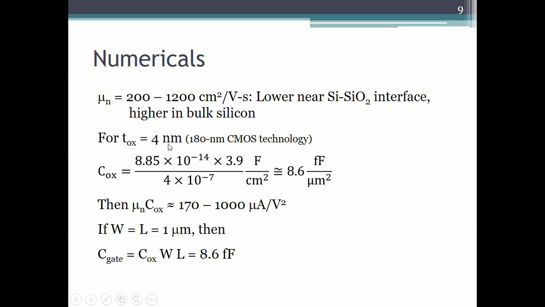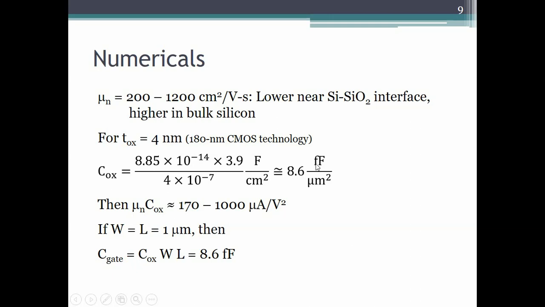4 nanometer is 40 angstroms. Then we can find the oxide capacitance per unit area as epsilon 0 into epsilon ox. The oxide dielectric permittivity is 3.9. Epsilon 0 is this much in farad per centimeter. Alright, minus 12 for meter, minus 14 for centimeter. Epsilon 0, epsilon ox by T ox, so T ox is this in centimeter, and so we get 8.6 femtofarads per micrometer squared if you find these numbers.